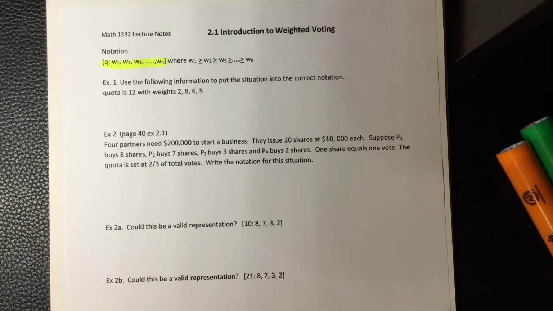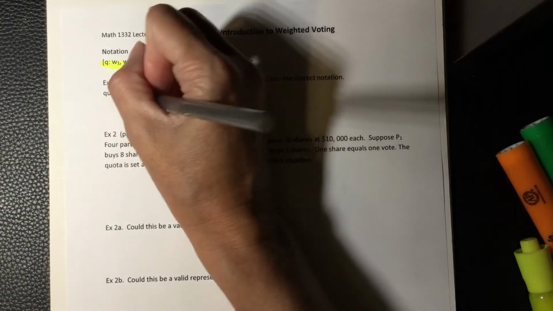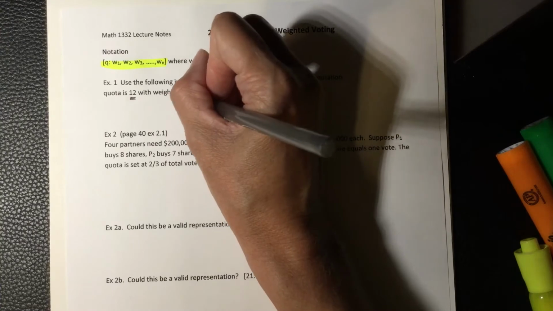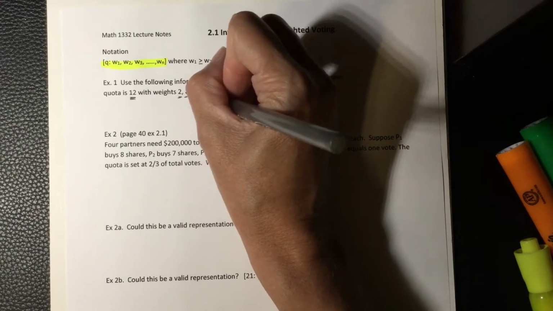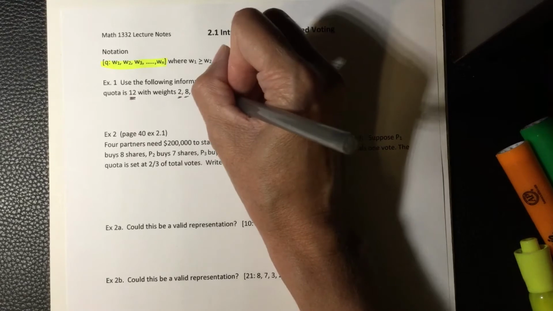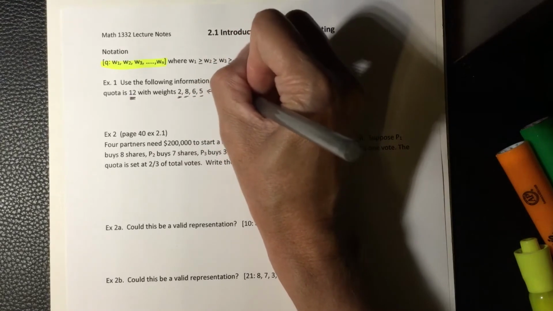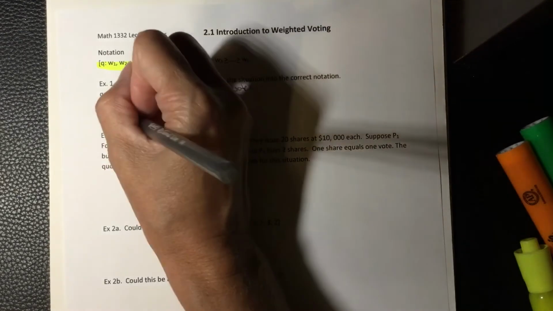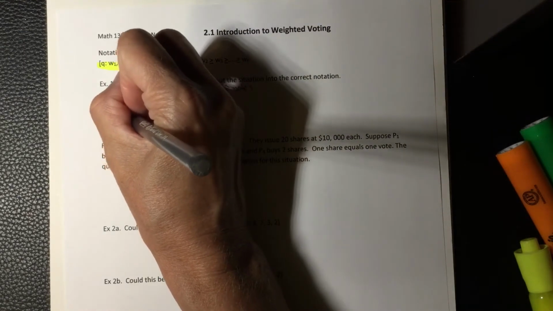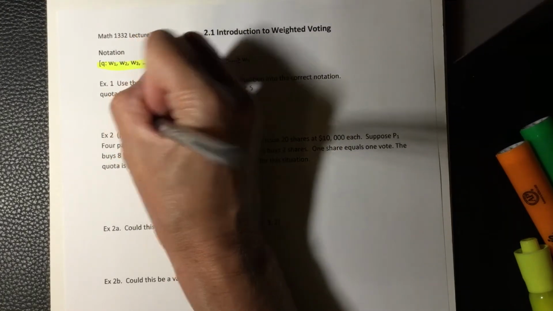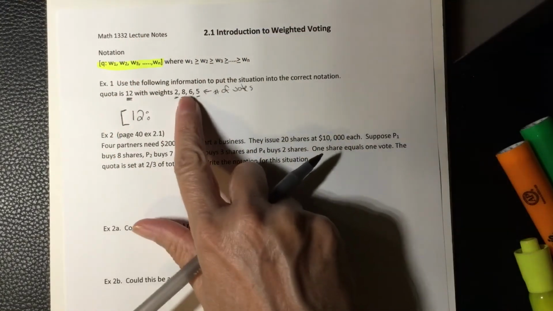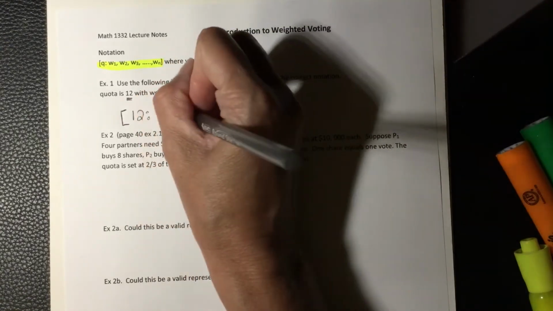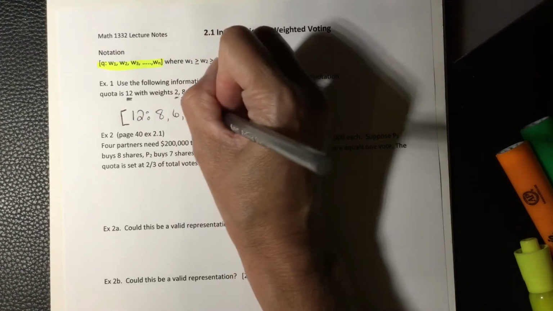So for example, let's say that we have a quota of 12, and then one player has 2 votes, one has 8 votes, one has 6 votes, and one has 5 votes. So this right here is the number of votes for each person, which is also what we call the weight. So what I do is I set up the notation. We use a little bracket. I put the quota first, and then I go ahead and list these from greatest to least. So I'm going to list the 8, and then the 6, and then the 5, and then the 2.